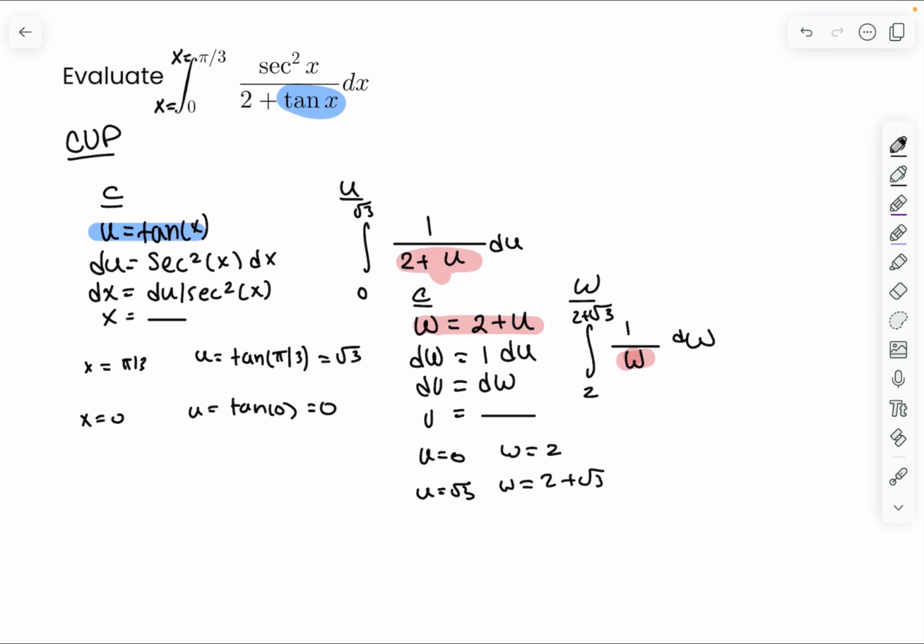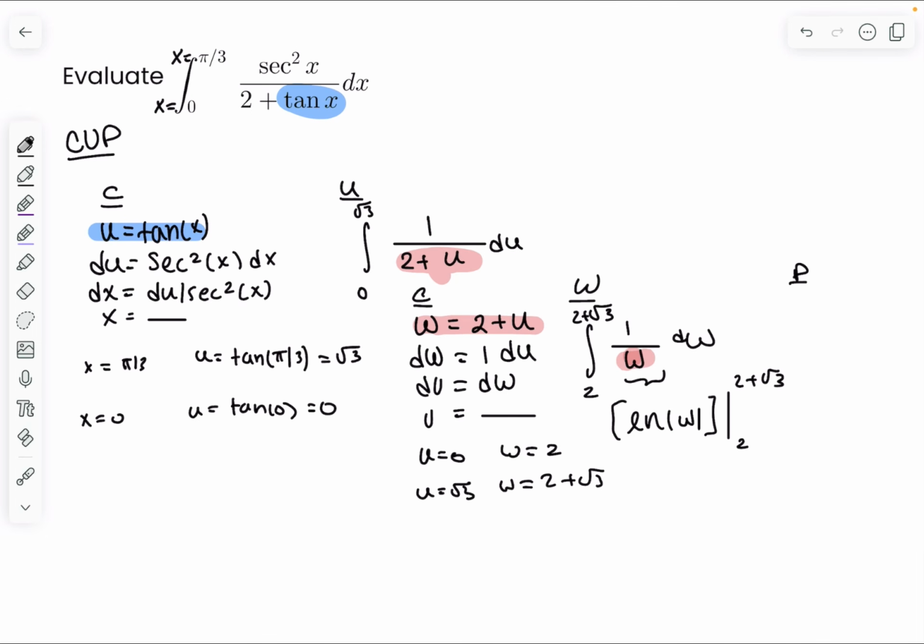And so this one we need to know the antiderivative of. It's the natural log of the absolute value of whatever is in the denominator. So it's going to be ln of the absolute value of w, and then that's all evaluated from 2 to 2 plus square root of 3. And then the P in CUP is plug your variable back in, which in this case isn't u. So in that case, it's going to be ln of 2 plus square root of 3 minus ln of 2, and that is your answer to this integral.